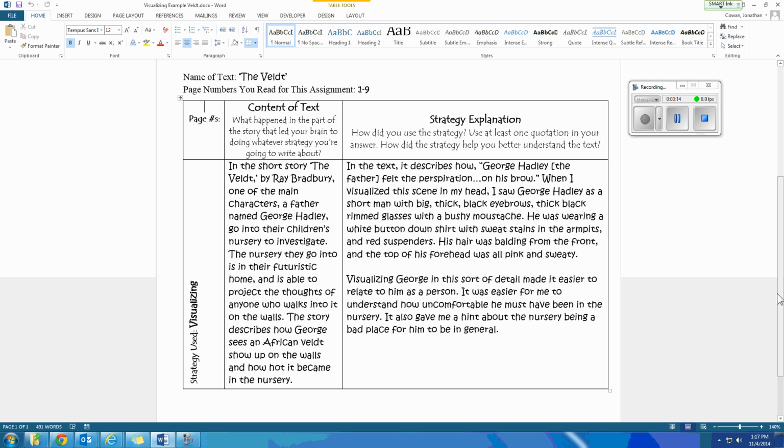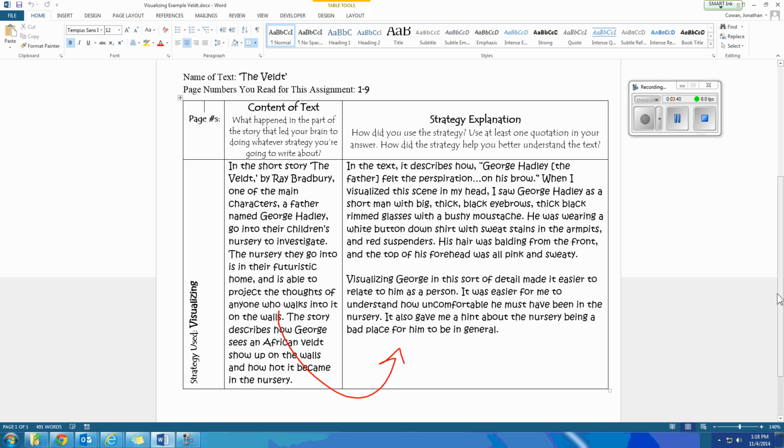Nurseries make me think of babies and little things that spin around, hang from the ceiling in cribs, not stuff with lions on the wall. So you've got to give details, because the thing you're writing about wouldn't make sense to your reader in a common way. The story describes how George sees an African Veldt show up on the walls and how hot it became in the nursery. So I am summarizing this part because this summary directly relates to what I'm going to do over here.